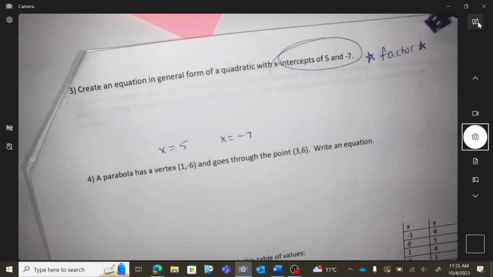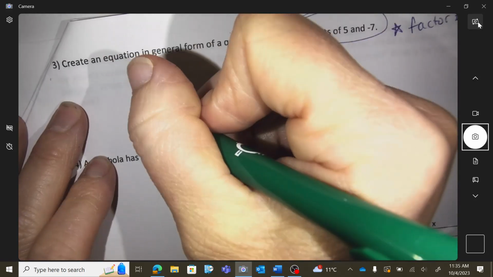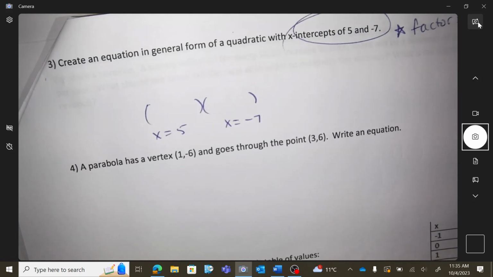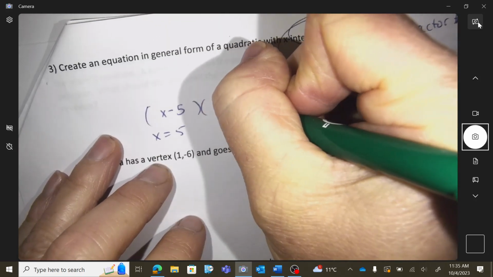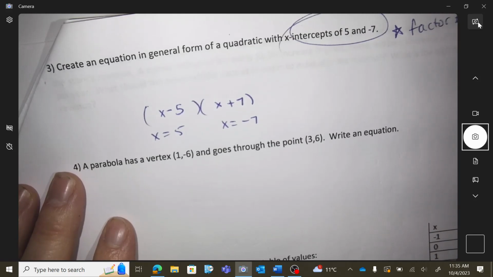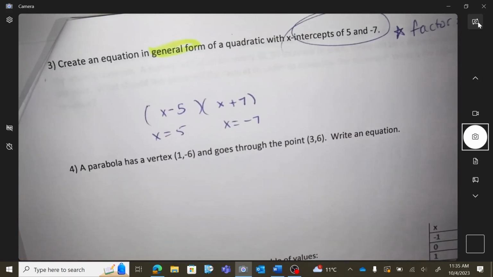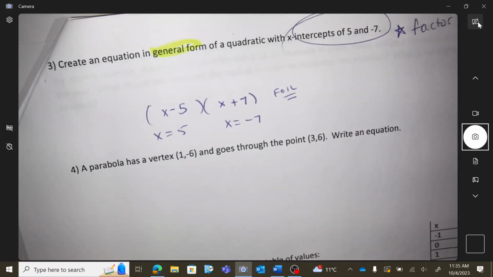What we're doing is working backwards. So what were the factors that got you to that? Okay. Then it says that I need to put this into general form. So I'm actually going to need to FOIL that out. That would be the process.